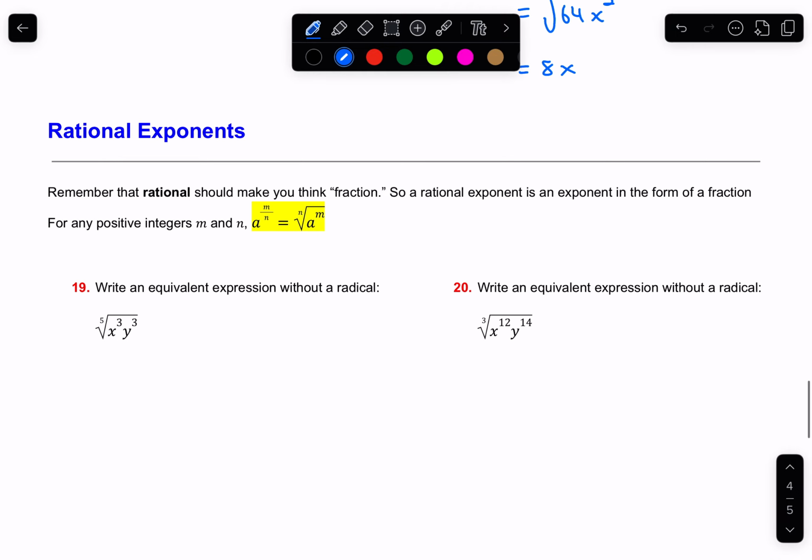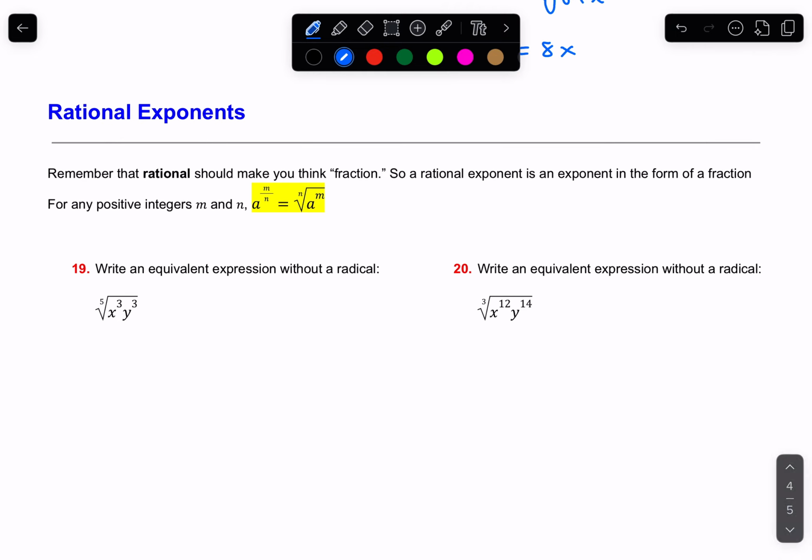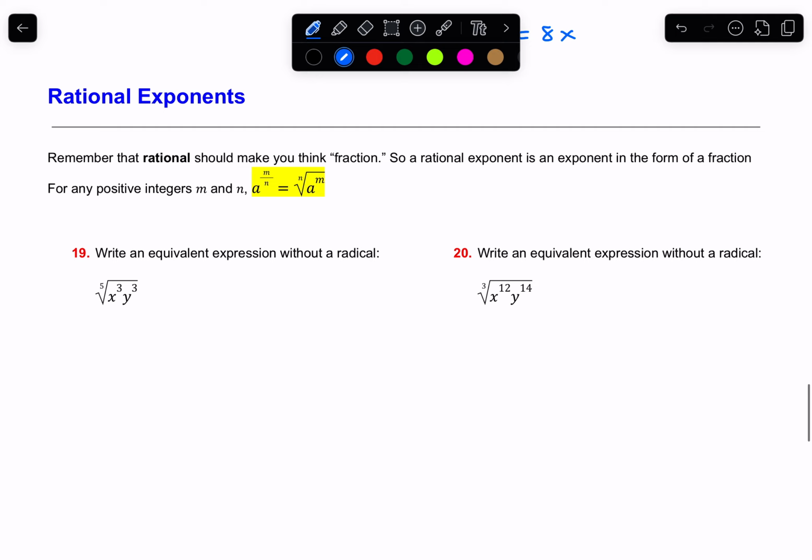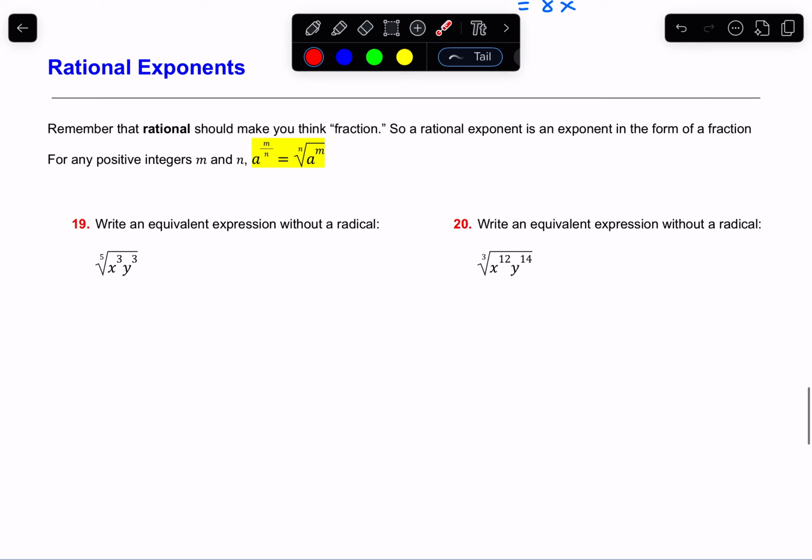All right, moving on now to rational exponents. The reason this works, what we just did, the reason radicals act just like exponents is because radicals really just are exponents. So when you hear the phrase rational exponents, you need to think exponents that are fractions. When you hear the word rational, you need to think fraction. So rational exponents are fractions that are exponents.